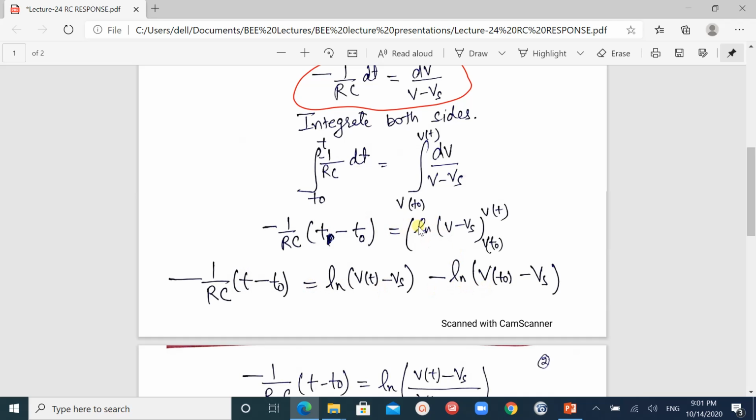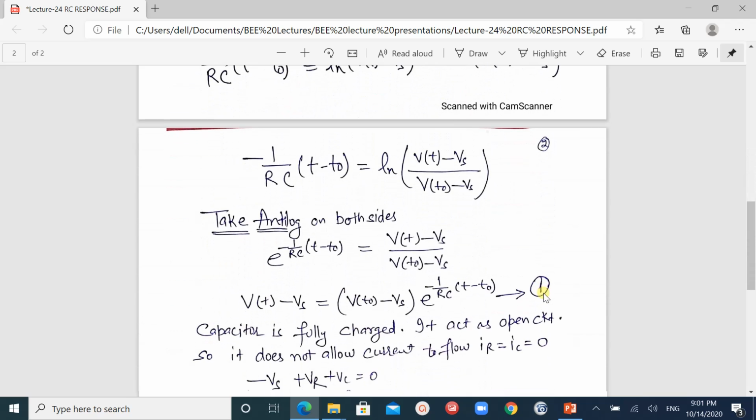We open this natural log with the initial and final limit. The equation will become this. After that, we will get this final equation: minus 1 upon RC into (t minus t naught) is equals to natural log of (V(t) minus Vs) upon (V(t naught) minus Vs). So take the antilog on both sides.